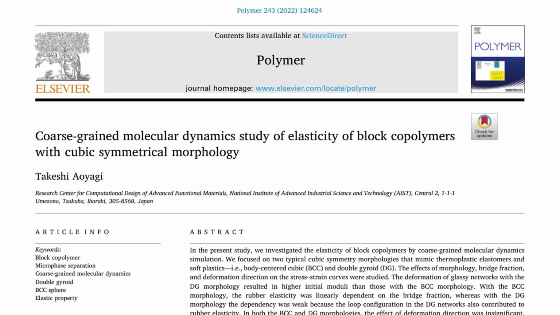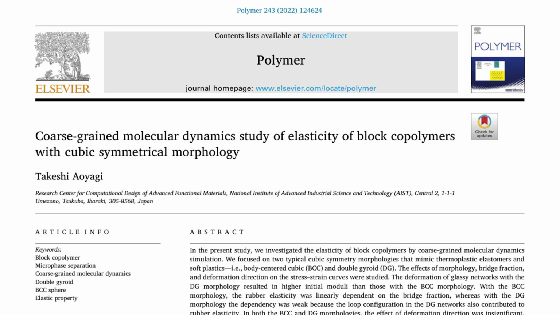Soft plastics, on the other hand, form continuous networks of glassy domains, resulting in complex elastic behavior combined with rubber elasticity. The authors also mention the potential applications of block copolymers with cubic symmetrical morphology, such as photonic crystals and nanoporous materials. They discuss previous experimental studies on the stress-strain behavior of DG morphology and highlight the anisotropic elastic properties observed in those experiments. However, they note that their simulation results do not fully capture the anisotropic behavior observed in experiments, which they attribute to the limitations of the coarse-grained bead spring model used in the simulations.